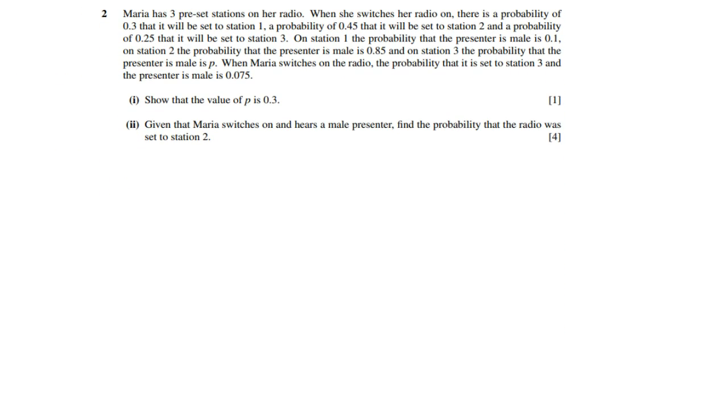All right, number 2. Maria's got 3 preset stations on a radio. When she switches the radio on, there's a probability of 0.3 it'll be set to station 1, a probability of 0.45 it'll be set to station 2, and a probability of 0.25 it'll be set to station 3.